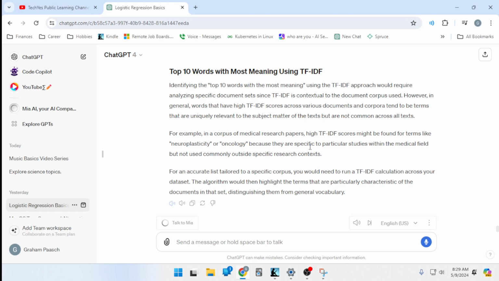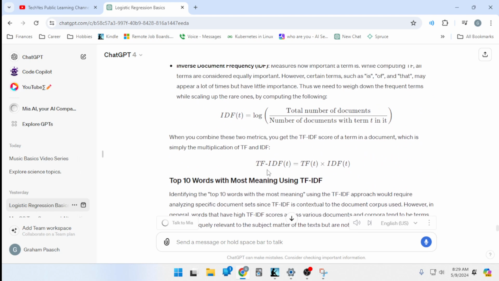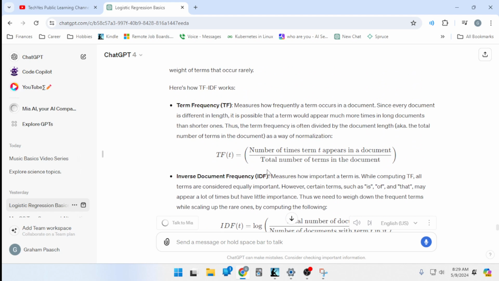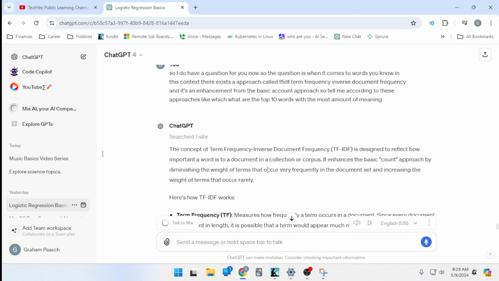Inverse document frequency, IDF, measures how important a term is. While computing TF, all terms are considered equally important. However, certain terms, such as is, of, and, that may appear a lot of times but have little importance. Thus, we need to weigh down the frequent terms while scaling up the rare ones by computing the following. IDF(t) equals log of the total number of documents divided by the number of documents with term t in it.